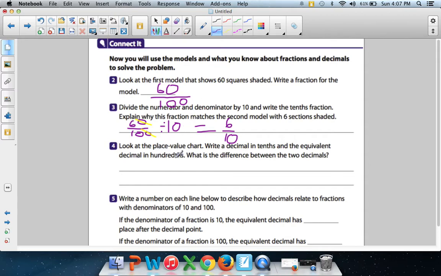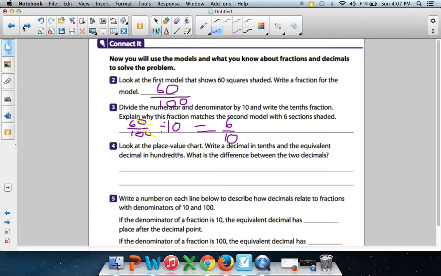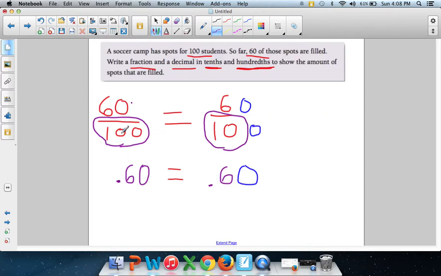Look at the place value chart. Write a decimal in tenths and the equivalent decimal in hundredths. What is the difference between the two decimals? These are decimals we already talked about a second ago. This is why I spent time talking about it before I looked at the questions, because they're basically the answers to the questions. The decimal in hundredths is the one that took over for hundredths. It's the one right below it.